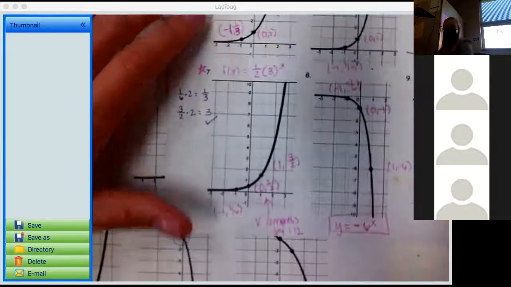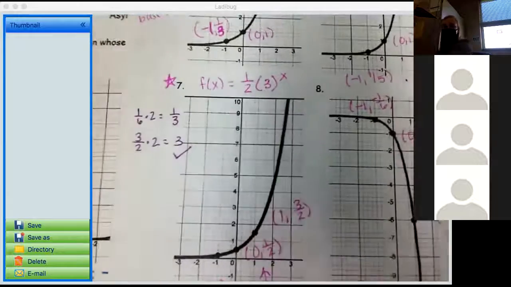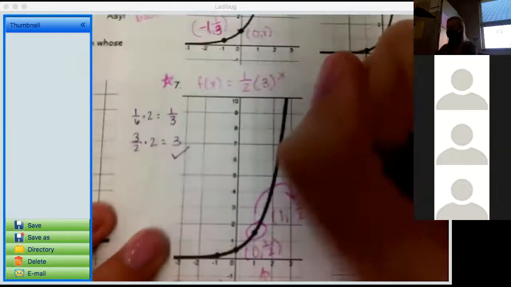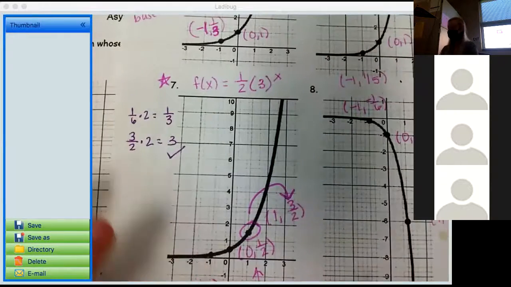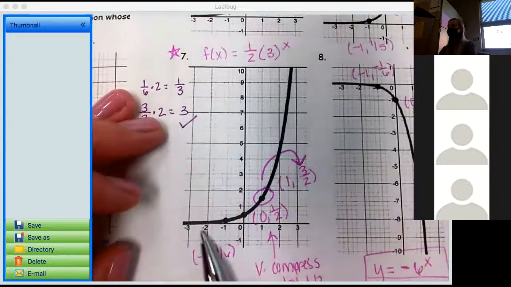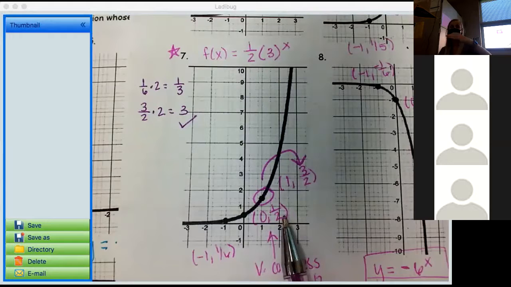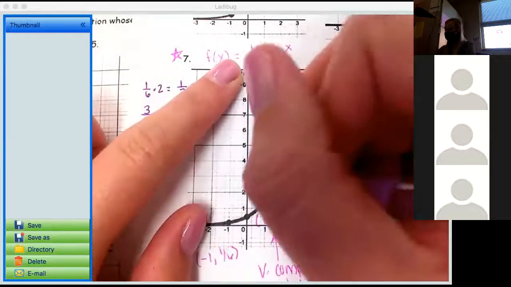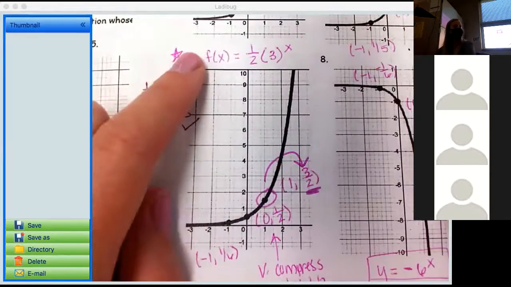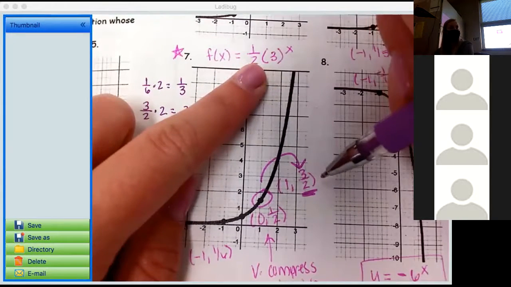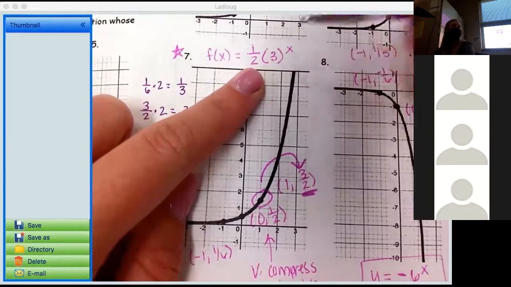So 7 is going to be 1/2 times 3 to the x. Your next critical point, this one right here, is at 3/2. So we know we compressed it by 1/2 because it's down at 1/2 instead of 1, and the asymptote stayed. So I didn't shift it down, I pressed it down. All right? So we know there should be a 1/2 out front. So if this next point is at 3/2 because it's at 1.5, 1/2 times what gives me 3/2? 3. Does that help?